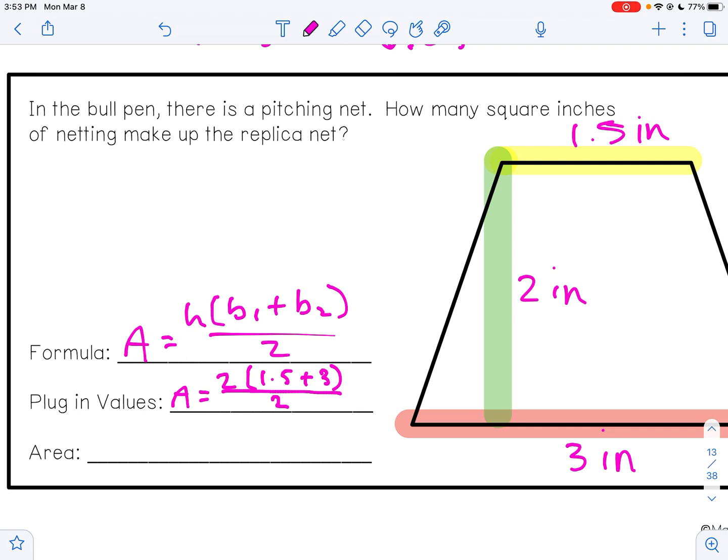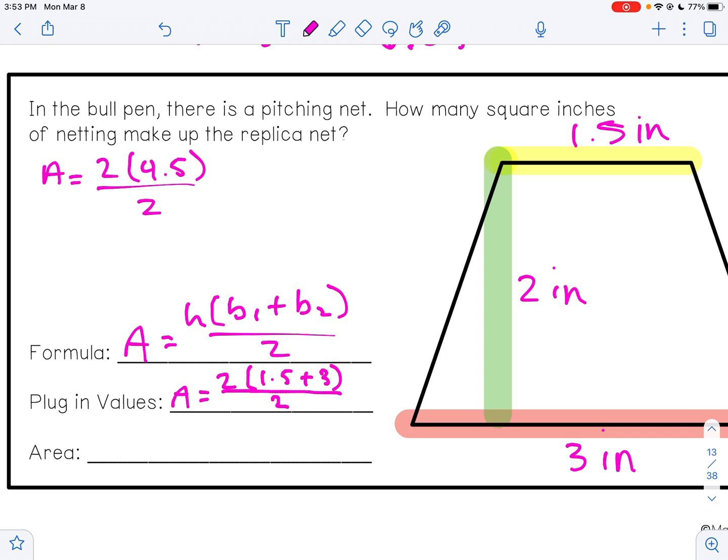So remember, based on my order of operations, I have to do whatever is inside the parentheses first. So in this case, it's 1.5 plus 3. When I add those together, I get 4.5. So I'm going to go up to the top and write that out. So my height of 2 now is going to be multiplied by 4.5. And I'm going to divide all that by 2.